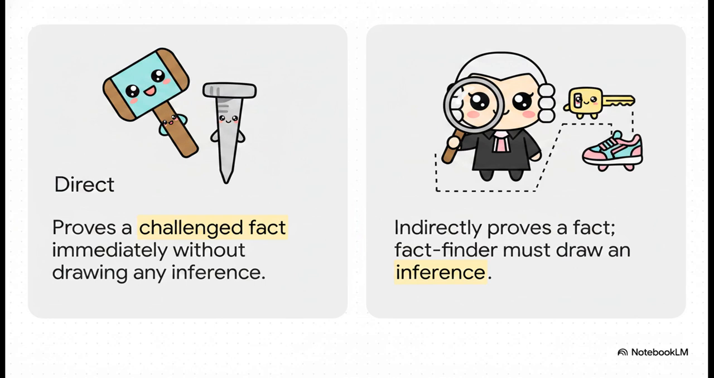But circumstantial evidence, well, that indirectly proves a fact, which requires the court to connect the dots. Like, if a witness says, "I saw the defendant running away from the stolen car holding the keys," the judge has to actually draw the logical inference that the runner was the thief.